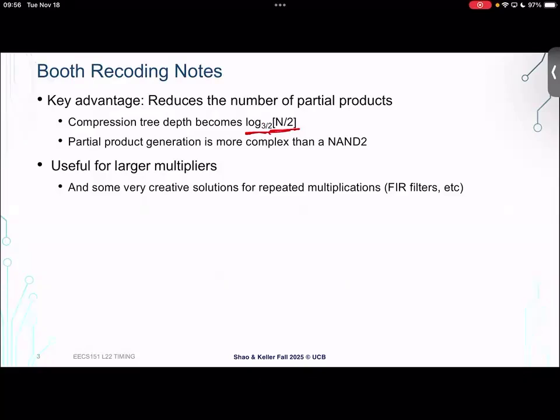And as noted here, and I'll just mention very briefly, occasionally we don't need to just multiply two numbers. We need to multiply many numbers or multiply numbers repeatedly over and over again in, for example, a FIR filter, if you're familiar with signal processing. And so there are some additional clever twists on Booth encoding that you can employ in those cases. We're not going to talk about that more.